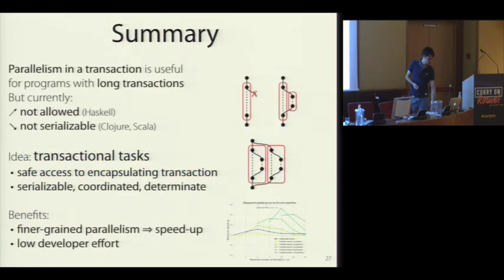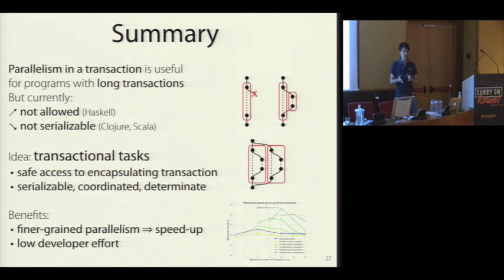So to summarize, we saw that introducing parallelism in a transaction can be useful for programs that contain long transactions, but currently this is either not allowed or it breaks the serializability. And to solve this, we introduced transactional tasks, which are threads that can be created in a transaction, but with safe access to the encapsulating transaction. And these transactional tasks have several useful properties. They maintain the serializability of the transactions, they are coordinated, and they provide determinacy in the transaction.